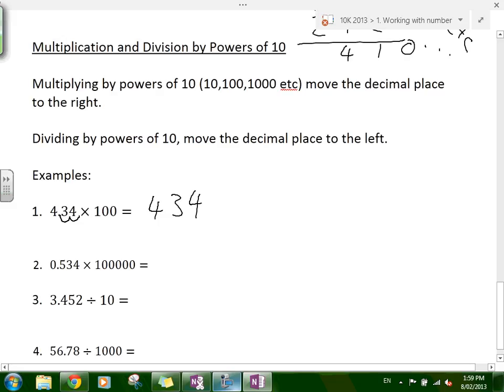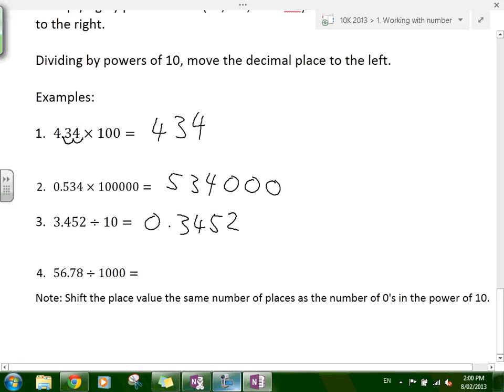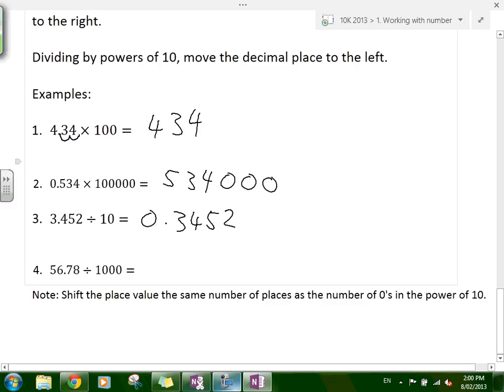0.534 times 100,000, you're moving it 5 spots. So what's going to happen is we're going to get 5, 3, 4, that's 1, 2, 3, 4, 5. That's 0, 0, 0. 534,000. When we divide it, the decimal place moves to the left, so we end up with 0.3452. And the final one is divided by 1,000, you're going to move to the left, 0.05678.